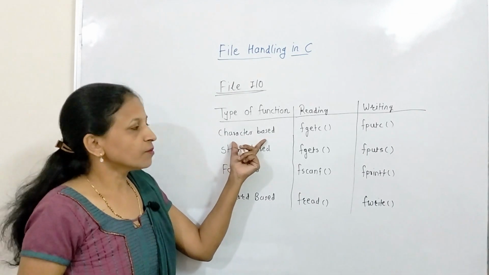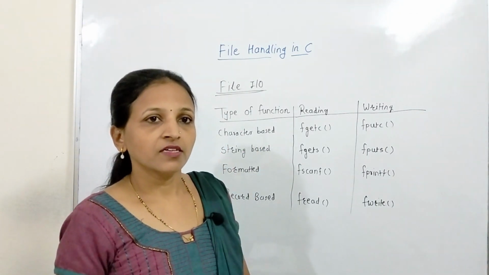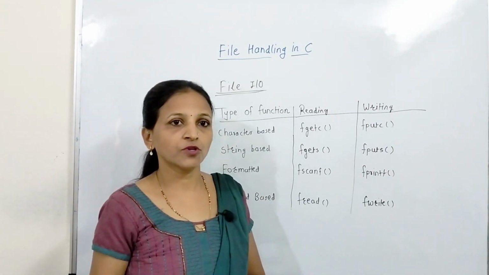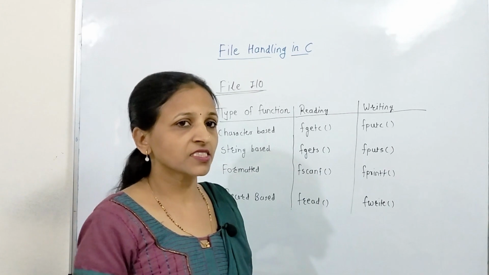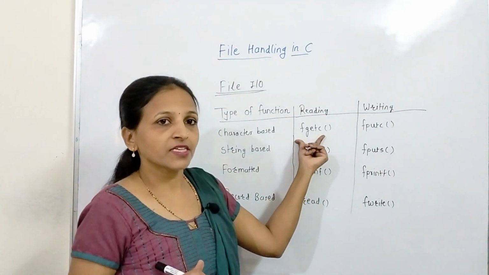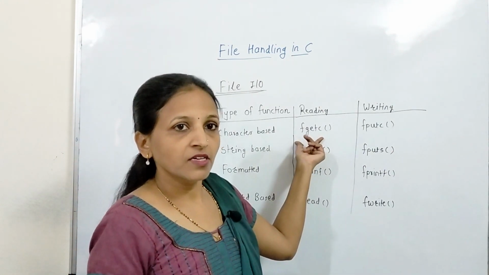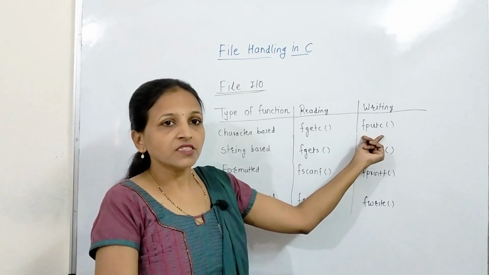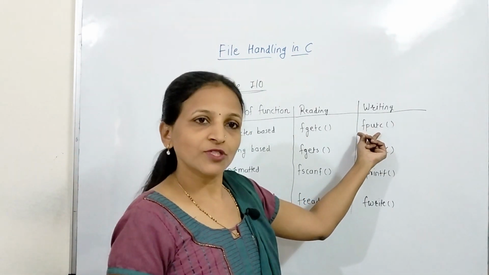Here, character based functions are there, meaning one character at a time we can read from a file. That is nothing but input, and one character at a time we can write to a file. That is nothing but output. The fgetc function we can use to read a character from a file at a time, and to write a single character into the file we can use the fputc function.